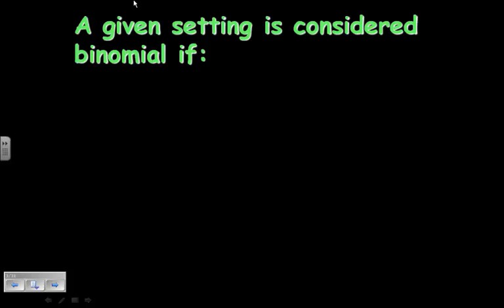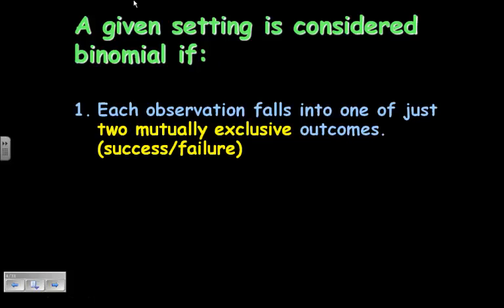So let's start off with what exactly we call this. This type of problem that we're dealing with is called a binomial probability, and it's up to you to determine when a particular problem or a particular example is binomial. So you have to know that a given setting is considered binomial if it satisfies these 4 requirements. First, each observation falls into one of just 2 mutually exclusive outcomes. It's either success or failure. It's either yes or no.